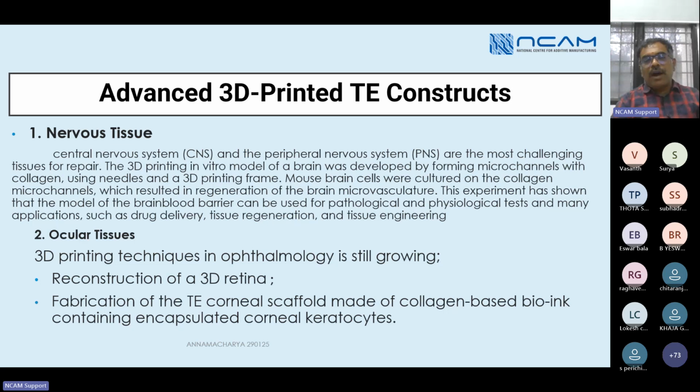And then the fabrication of a complete tissue engineered corneal scaffold made of collagen based bio-ink containing encapsulated corneal keratocytes, which they call this. This is one more area of ocular tissue being generated in tissue engineering, where advanced 3D printed TE constructs are being worked on for the complete ocular tissues, and then they are producing these ocular tissues.